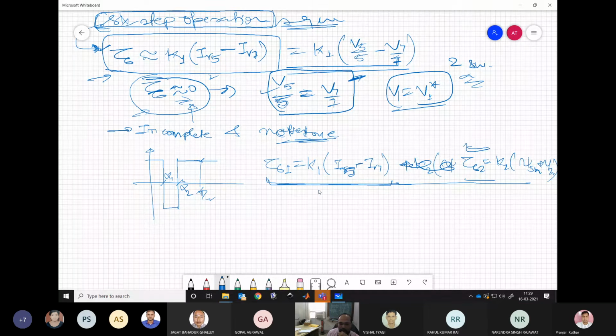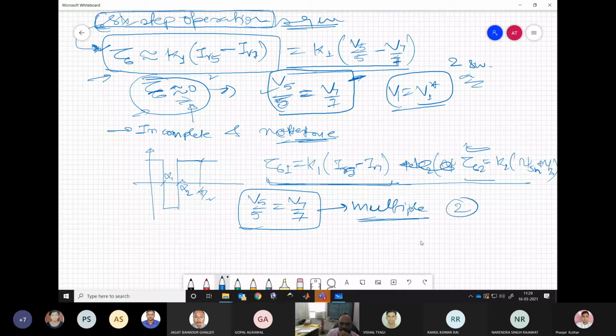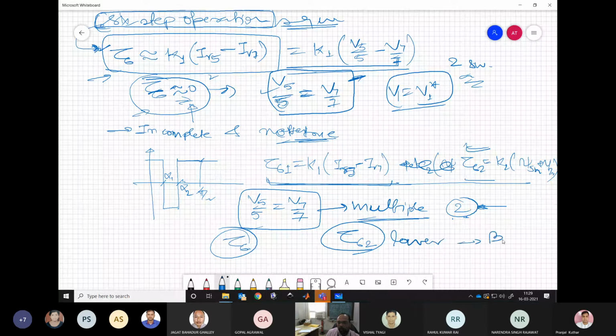But what we can do is maintain, let us say, V5 by 5 equal to V7 by 7. Now what will it give? It will give you multiple solutions. Let us say for two switching angles per quarter, it may give two solutions. Now we have to pick among these two solutions which one to take for minimum value of tau 6, which means the solution giving the lower value of tau 62 is the best solution. Because for that particular solution, you do not have tau 61 and your tau 62 is also minimized.